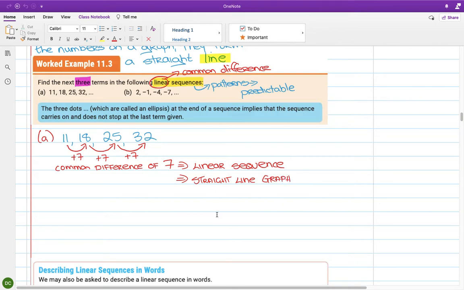Okay, so let's predict the next 3 terms. We're going to take 32 and add 7, and that should give us 39. Then we take 39 and add 7, which gives us 46. Agreed? And then we go one more time and add 7, and I think that gives us 53.